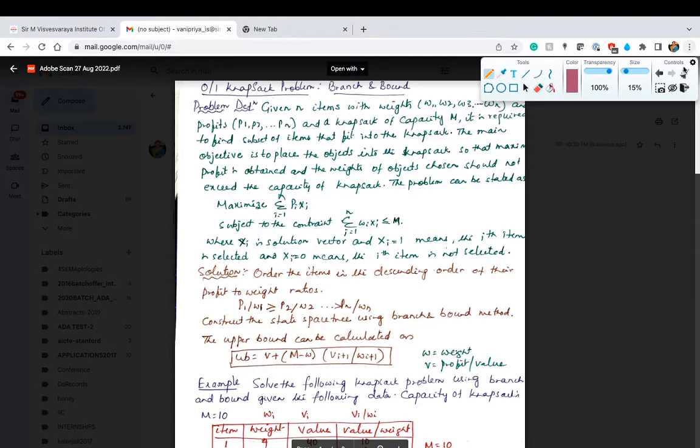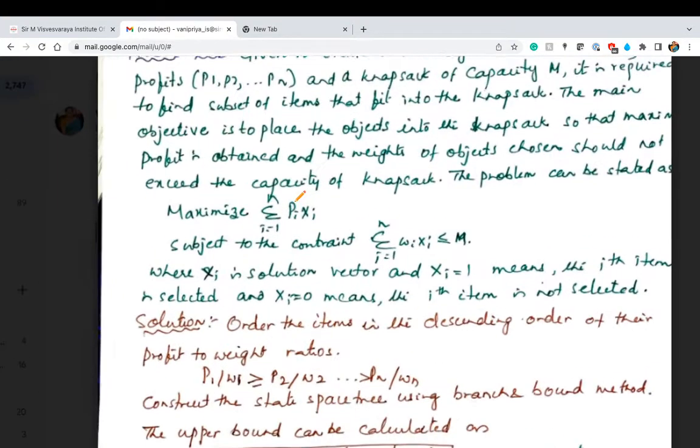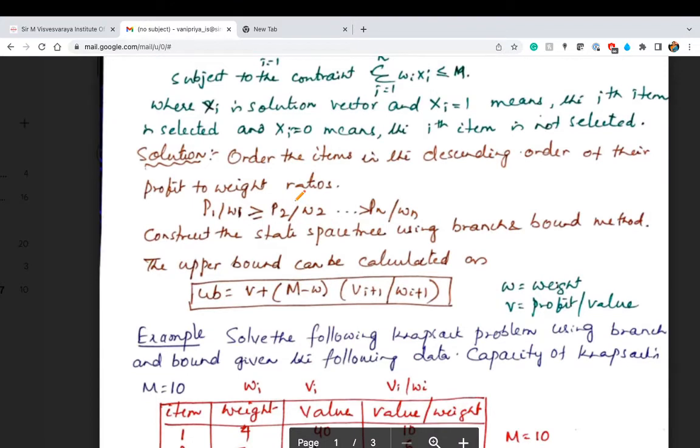Then how do you find the solution? For that, all the items must be ordered in decreasing order of profit to weight ratios. That means for every item, you need to find the ratio of profit to weight, and arrange all the items in decreasing order of Pi by Wi.